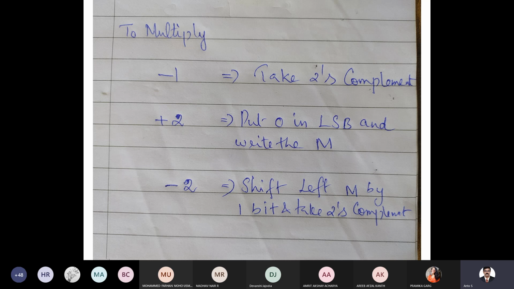0 is in the LSB and write the multiplicand as it is. For -2, you have to perform a 1 bit shift left first, and then perform 2's complement. If needed, you can extend the sign bit on the left-hand side. And if needed, you can do it with pencil, as in straightforward multiplication, and add everything together. Okay, if you have any doubt, you ask me.